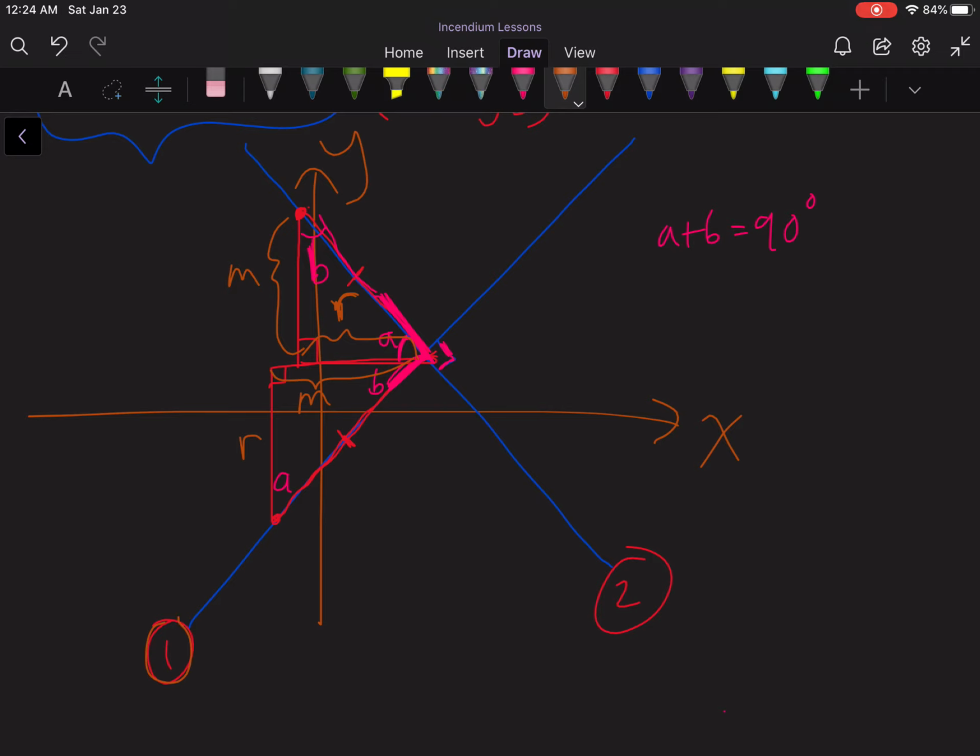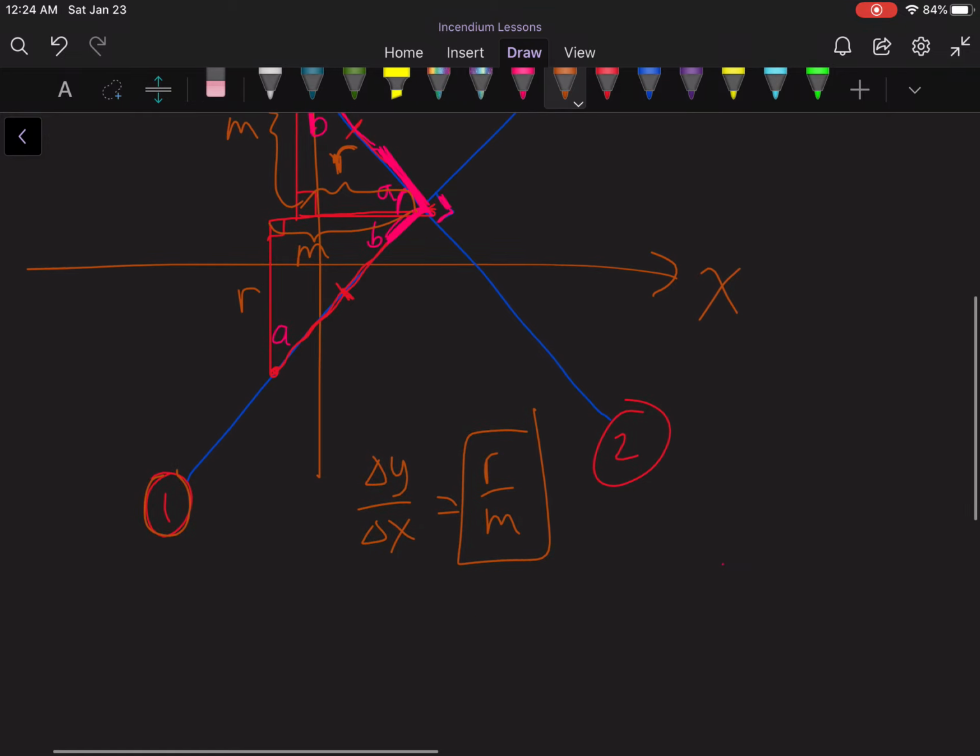number 1. From here we can see that the slope is, obviously, change in y over change in x. In our case, that is r over m, right? And it's good that that is positive because the line has a positive slope. All right, so that's the slope of line 1.